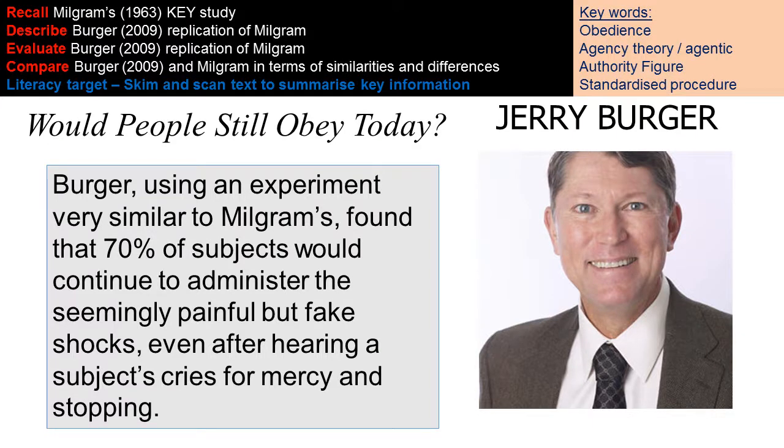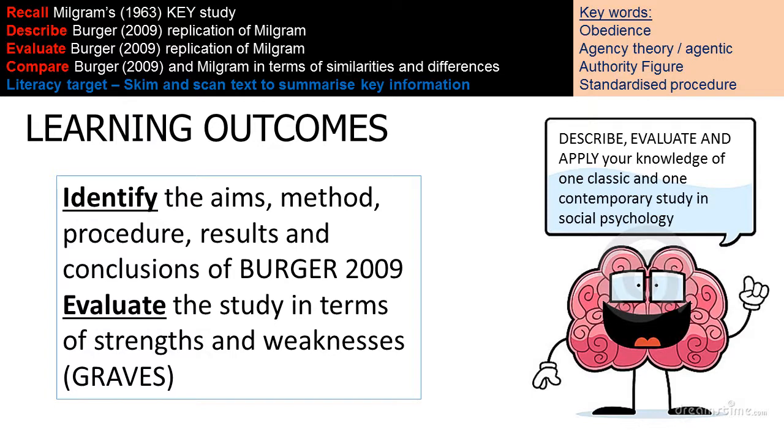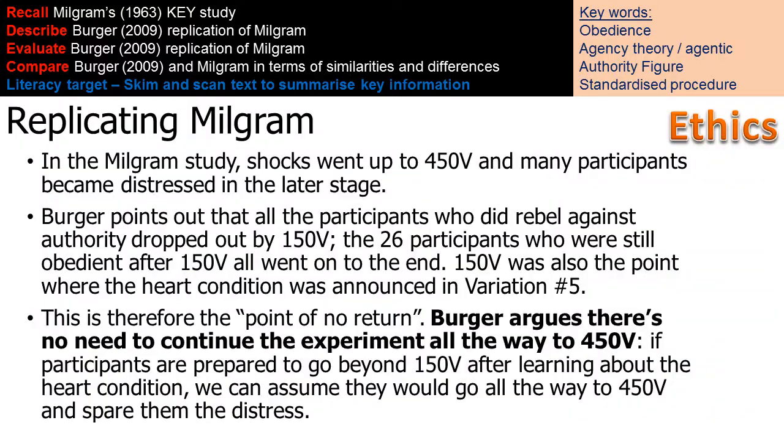Now, Jerry Berger in 2009 was really interested to see whether participants today would still obey. So he wanted to see whether if he replicated Milgram's 1963 original experiment, would participants still obey. Now you need to again be able to outline and describe the aims, method, procedure, results and conclusion of Berger, and also be able to evaluate the study in terms of strengths and weaknesses.